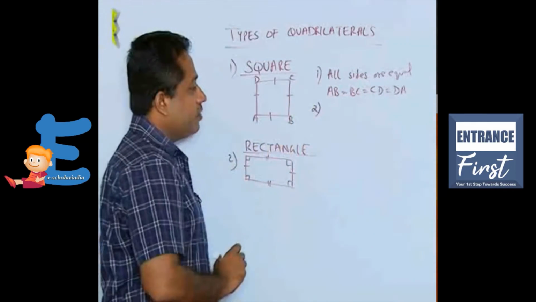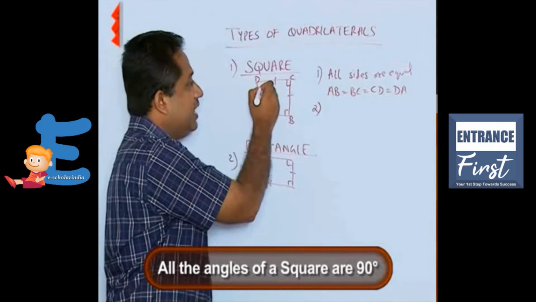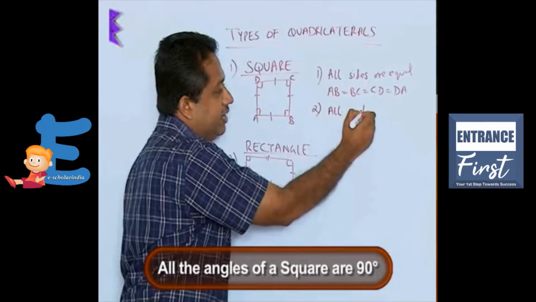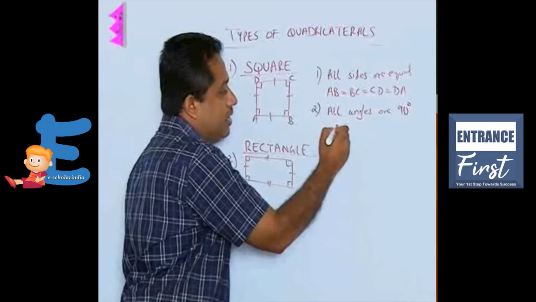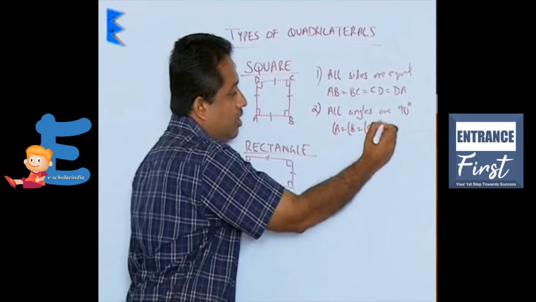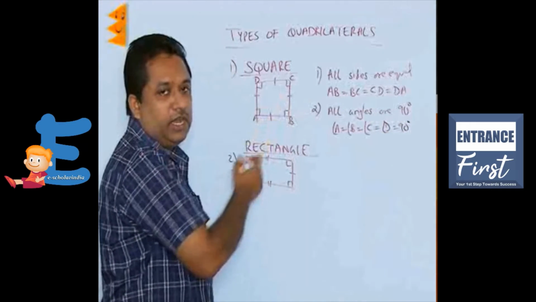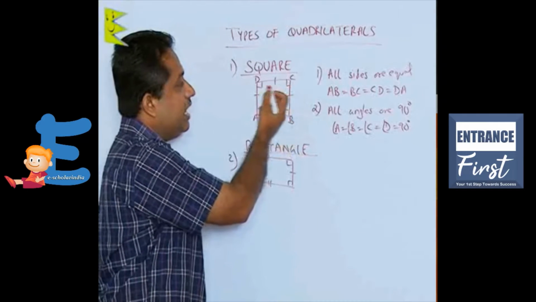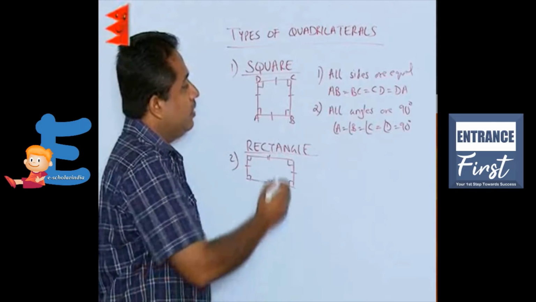The second property of a square is that all the angles are going to be 90 degrees. All angles are 90 degrees means angle A and angle B, C and D will all be equal to 90 degrees. And the total, of course, for any quadrilateral will be 360, and here it is clearly observed that 90 into 4 is 360. So all angles are equal.